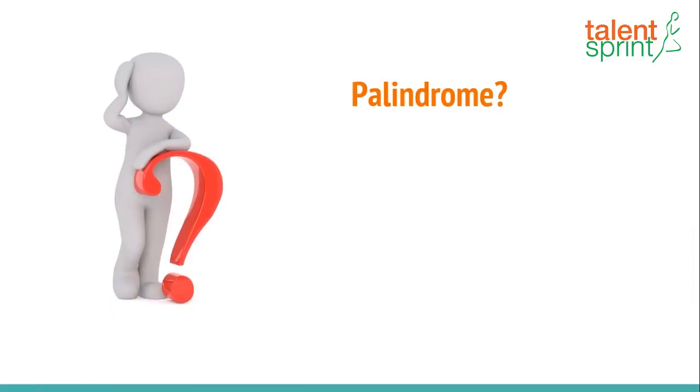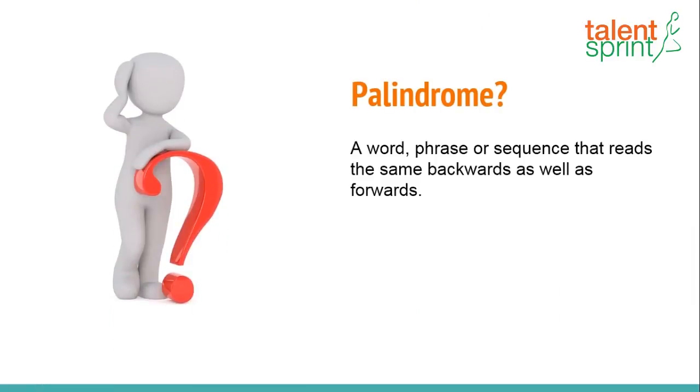So what is a palindrome? Now a palindrome, simply defined, is a word, phrase or sequence that reads the same backwards as well as forwards. What do we mean by that? Let's take an example, 12231. If you reverse the digits of this number 12231, what do you get? 1, 3, 2, 2, 1. Now you see, if you compare these two numbers are not equal, and hence 12231 is not a palindrome.